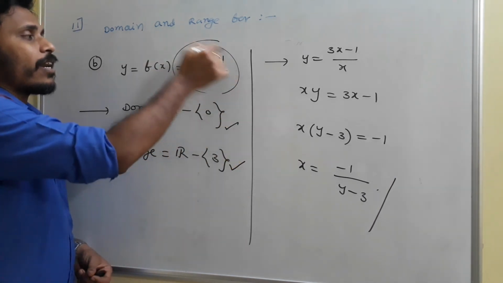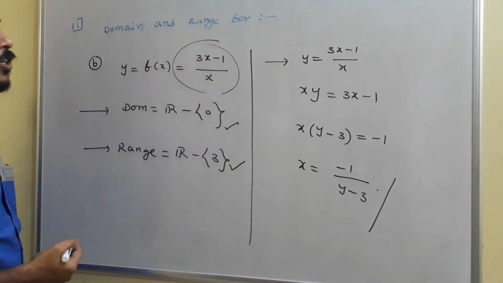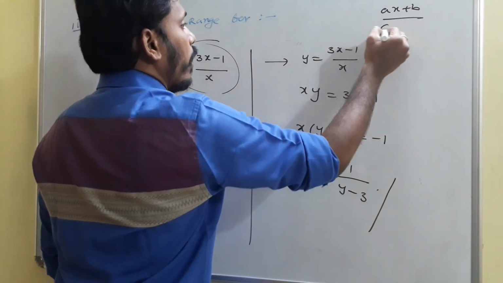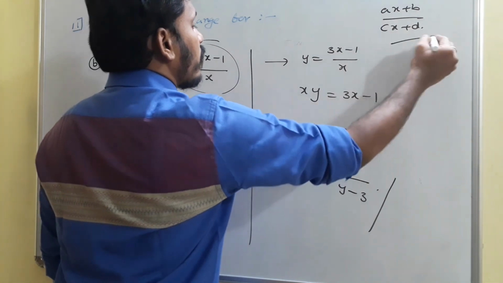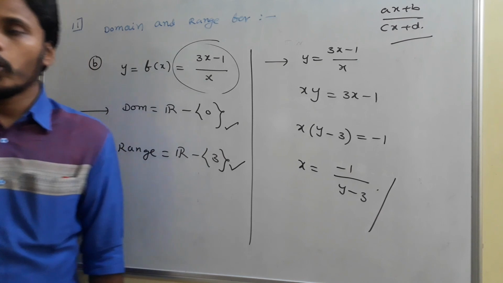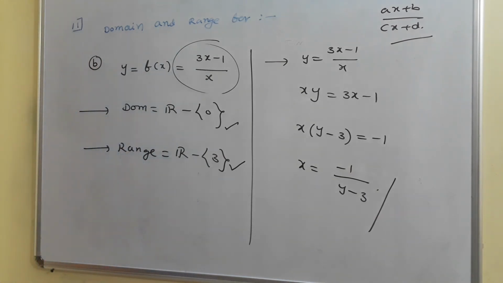Just observe the pattern of the functions. If you have functions of the form (ax plus b) divided by (cx plus d), for these types of functions you need to identify the domain and range. Just have a look. If you have any doubts, just raise your hands.